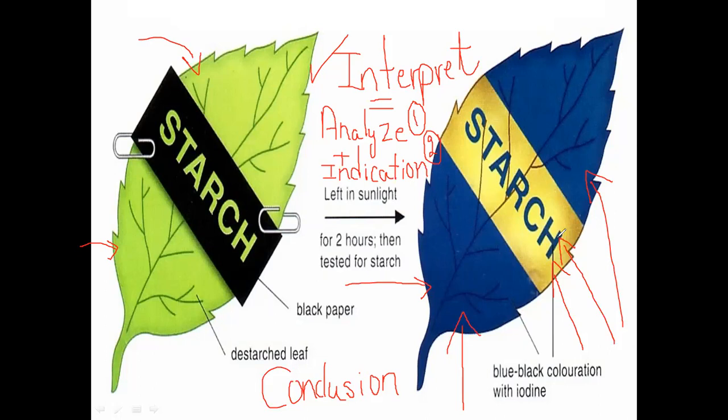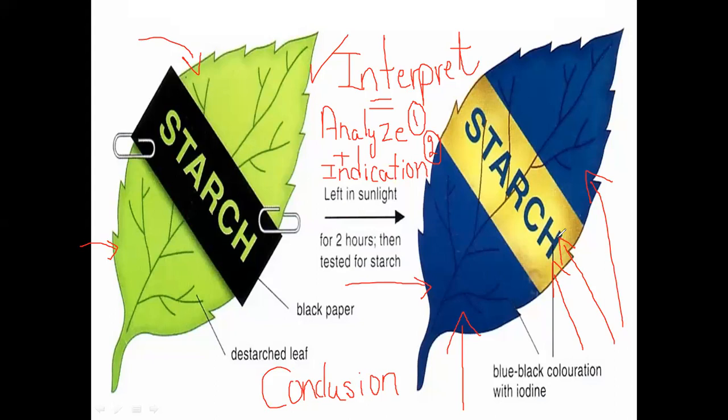So I'm going to repeat. After covering a part of the plant by a black paper and exposing the other part to sunlight, 2 hours later we did the iodine test. First, the part that was exposed to sunlight shows dark blue color. However, the part that was covered by the black paper shows a yellow brownish color. Full stop. We have finished the analyze.